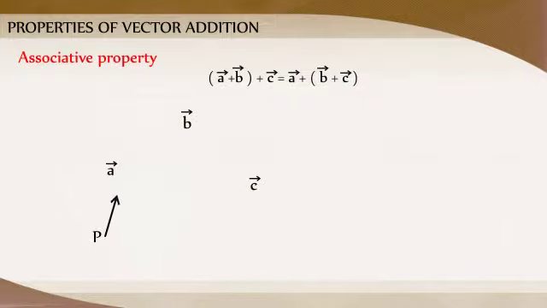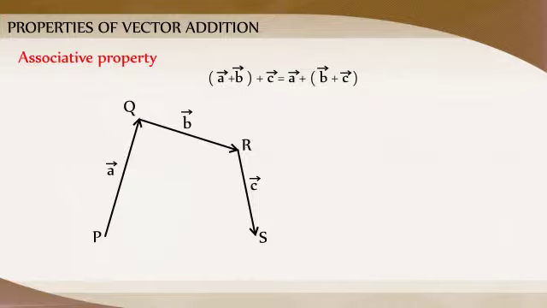Associative property. For any three vectors, vector A, vector B and vector C, we get (vector A plus vector B) plus vector C is equal to vector A plus (vector B plus vector C). Let the given vectors A, B and C be represented by vectors PQ, QR and RS respectively, as shown.